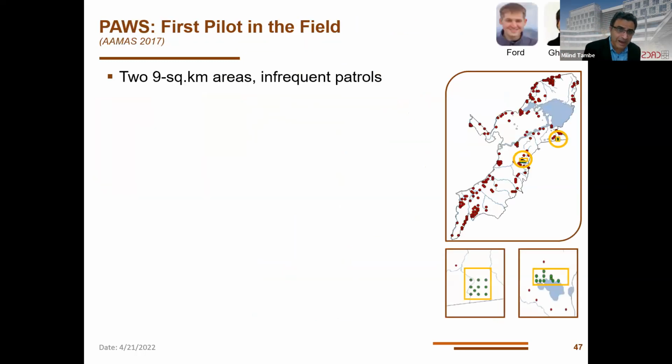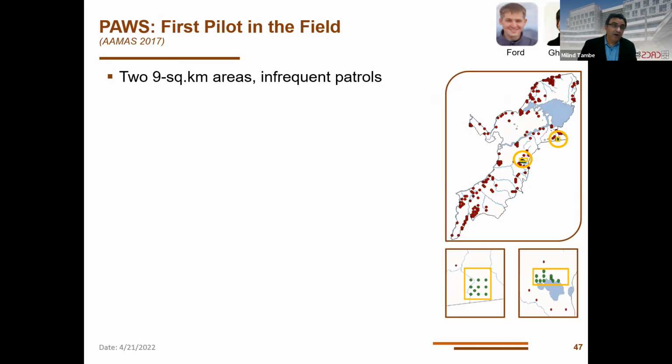The first pilot we ran was in fall of 2016. We were challenged to find areas where the rangers had not patrolled, but we predict that they will find snares. And so we predicted these green dots. You see these green dots do not overlap with the red dots where previously snares were found. So these are completely new areas, 9 square kilometers each. We asked the rangers, go patrol these areas, you're going to find snares, even though you haven't patrolled these before.